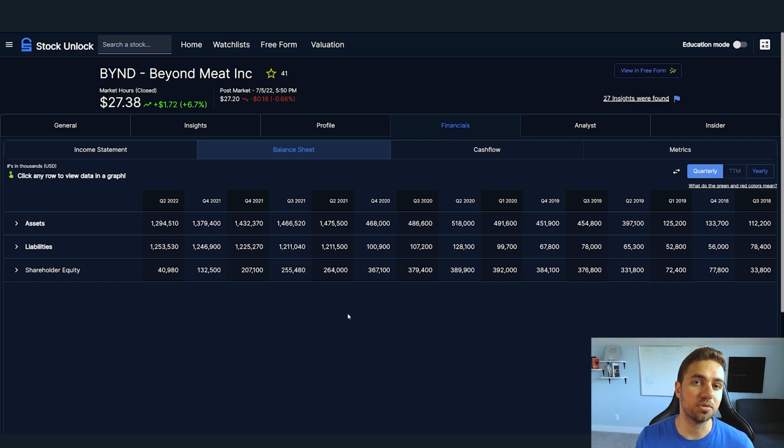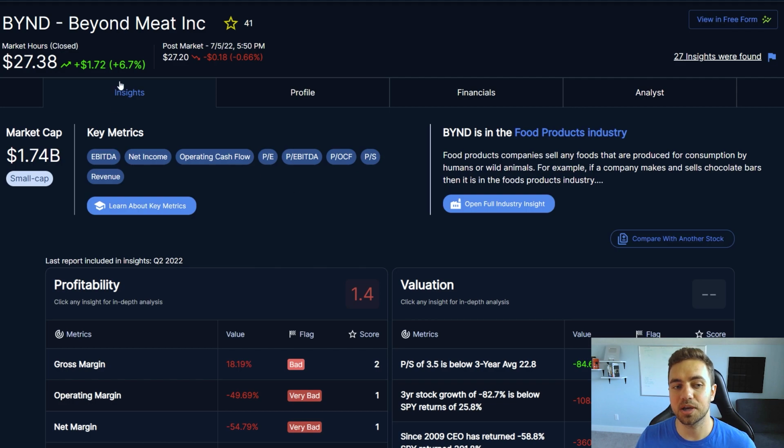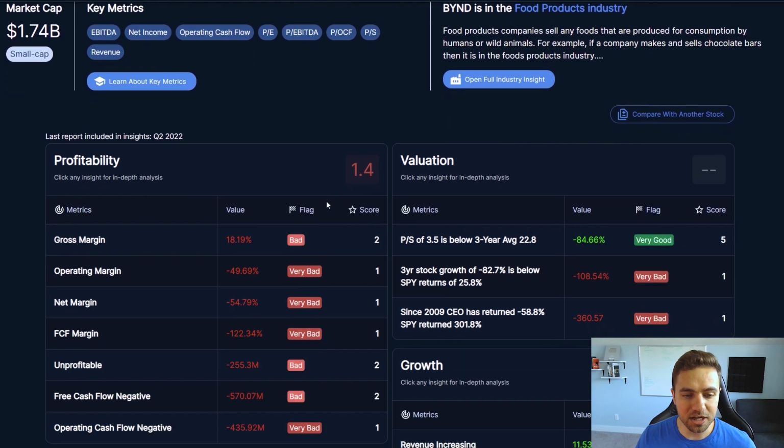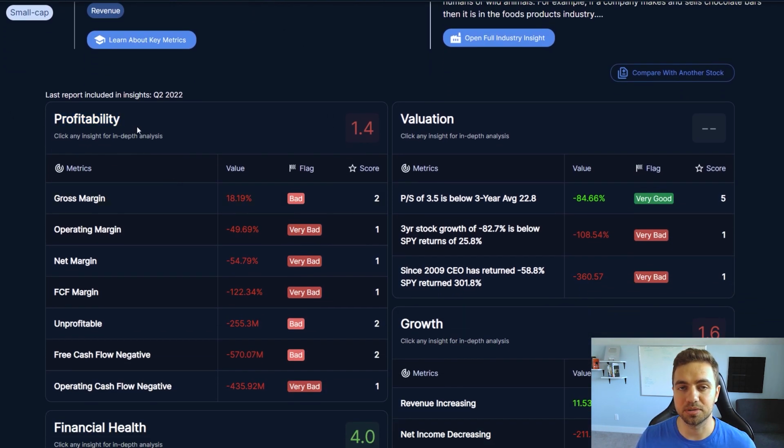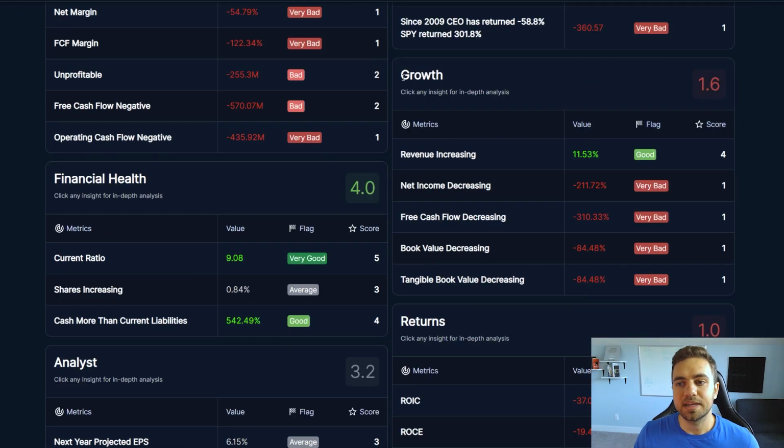And again, if the book value is actually negative, then it simply means that the company has more liabilities than assets, and that company may not be in a very strong financial position. Now, here on Stock Unlock, if you head over to our Insights tab, we actually grade the company's profitability to let you know how profitable that business is, but we also grade the company's growth, and we score this out of 5.